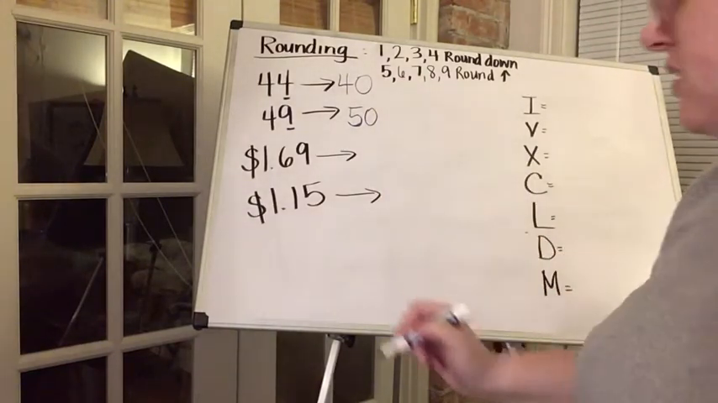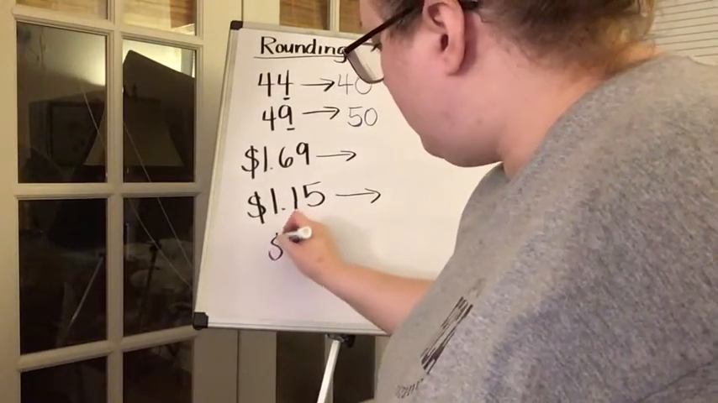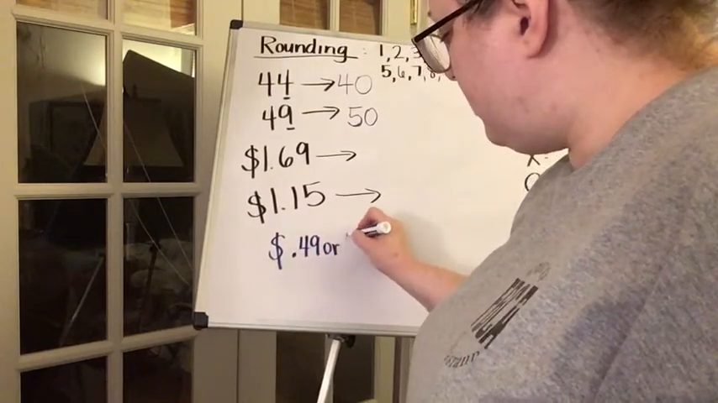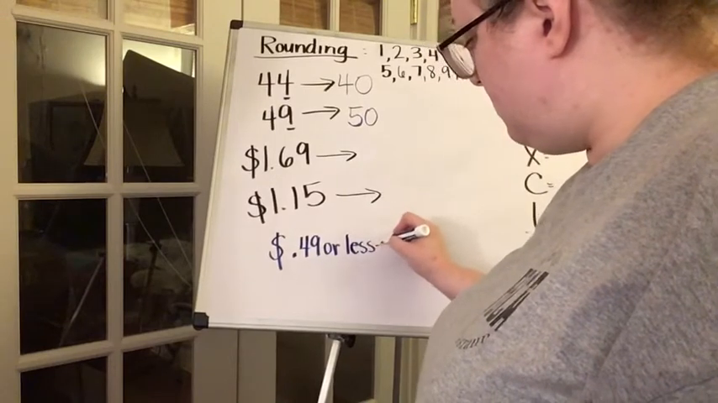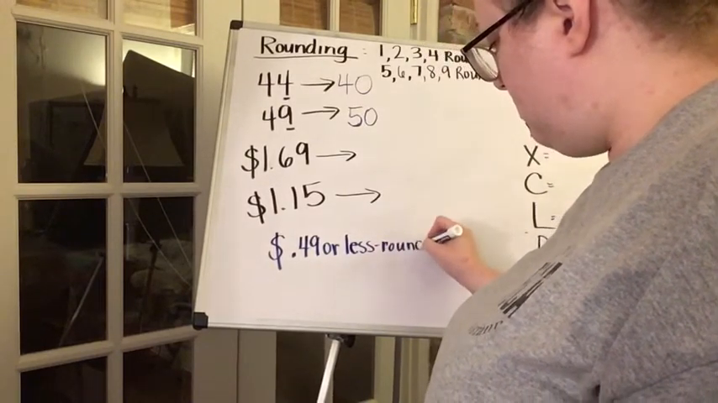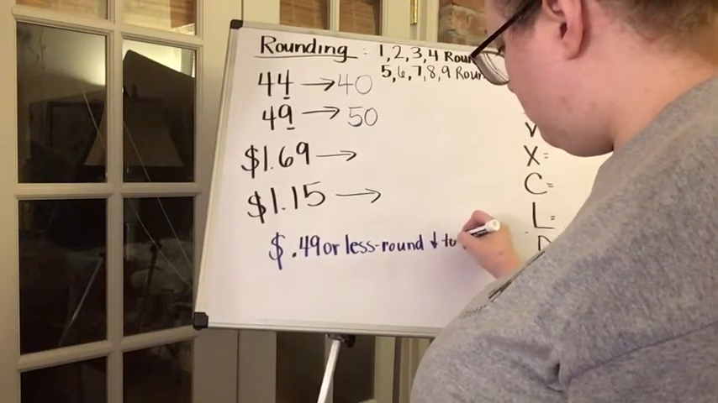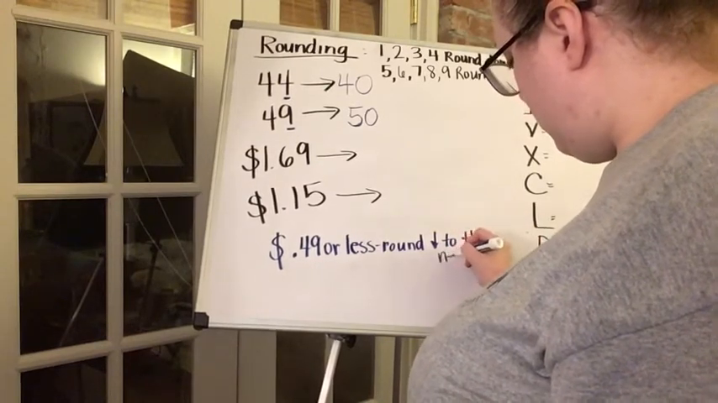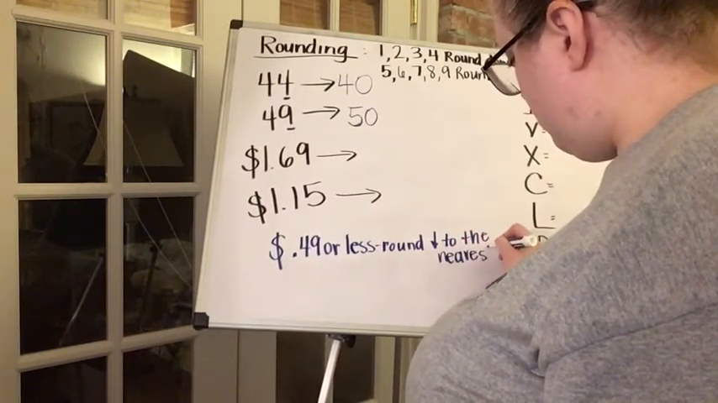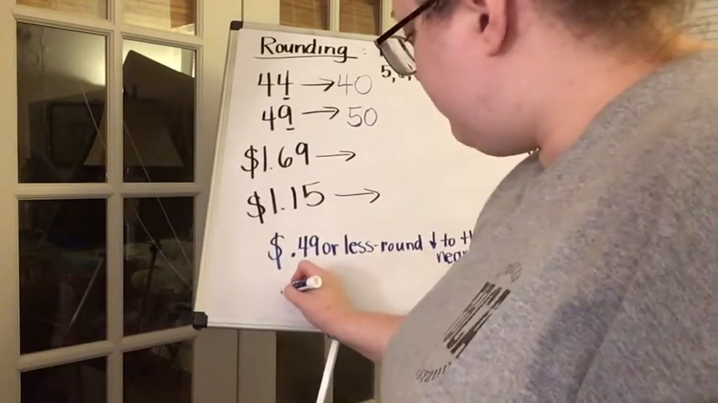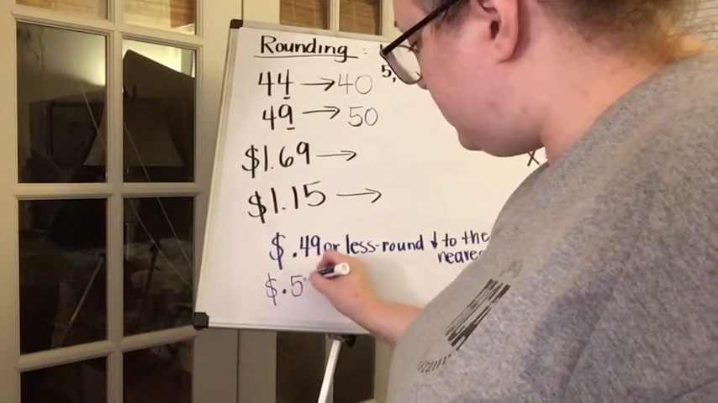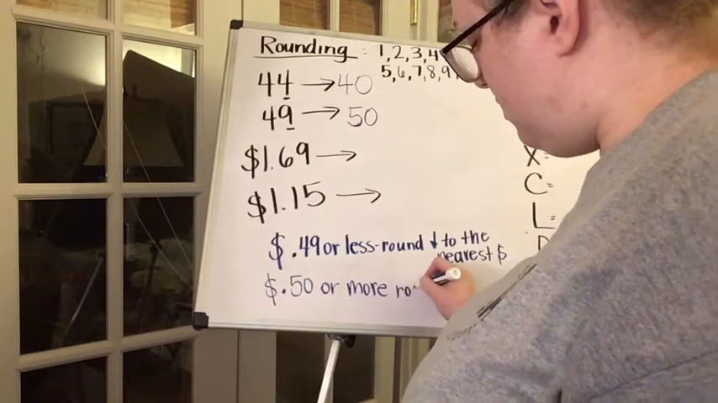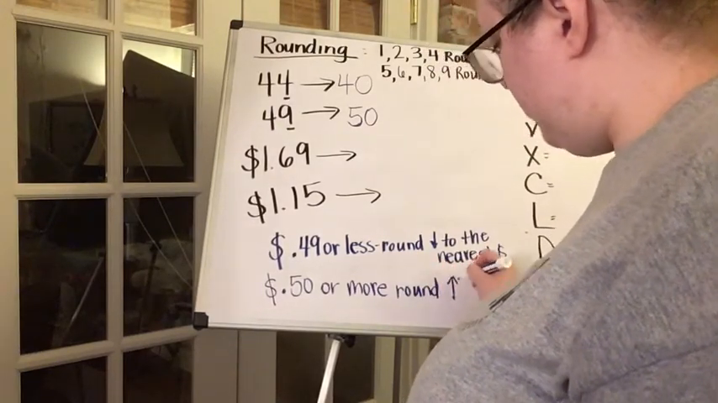But when it gets with money, it's a little bit trickier. If it ends in 49 cents or less, you round down to the nearest dollar. But if it's 50 cents or more, you will round up to the nearest dollar.